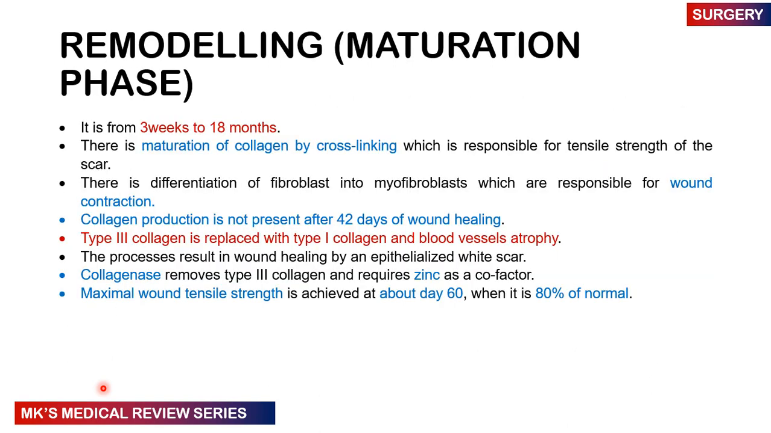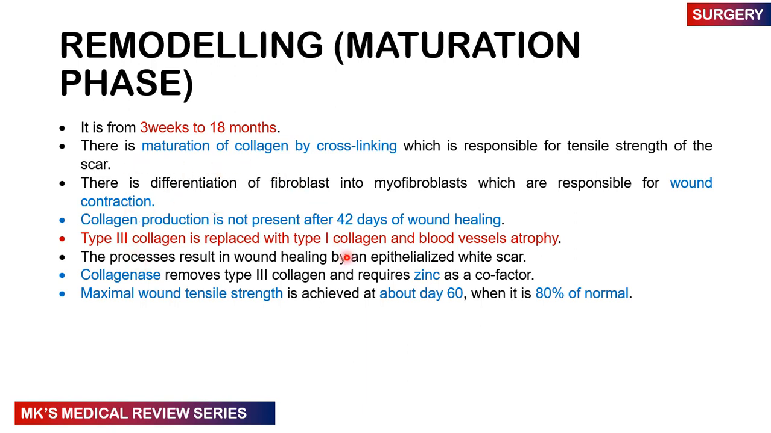Then you have the stage of remodeling, which happens from week 3 to about 18 months. So this is the stage of maturation. So the collagen actually matures. So there's cross-linking of the collagen, which actually gives the tensile strength to the scar. Then of course there is also differentiation of the fibroblast into myofibroblast for the wound contracture. And remember that collagen production is not present after 42 days of wound healing. Then the type 3 is supposed to be replaced by type 1.